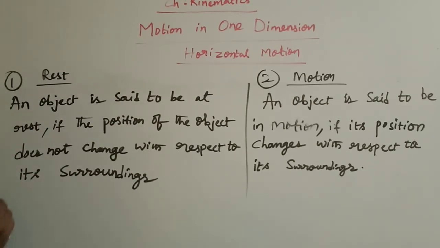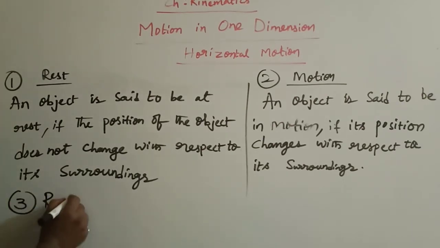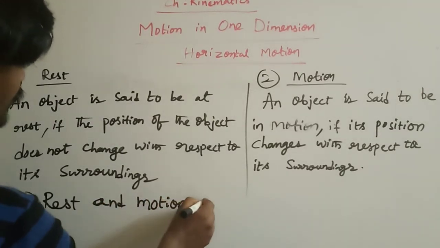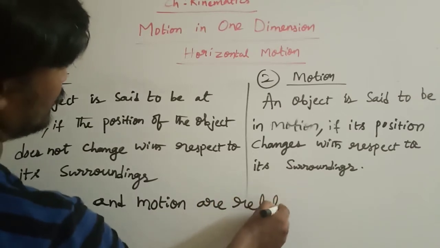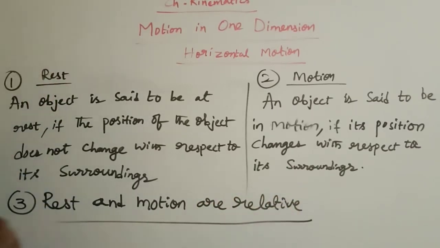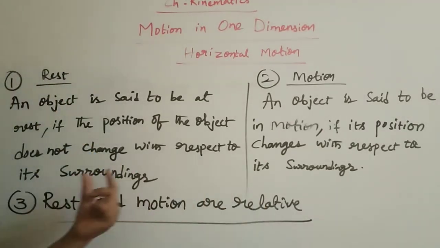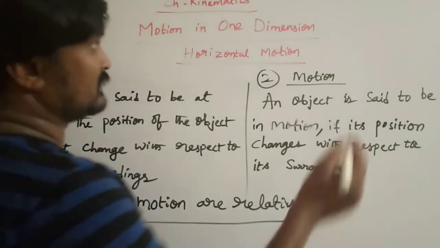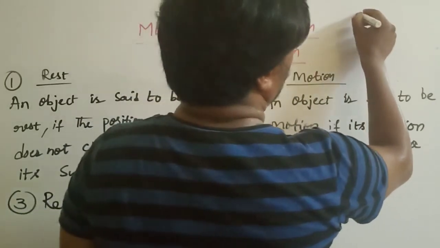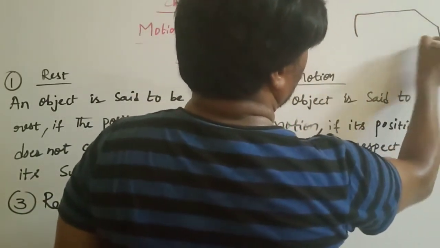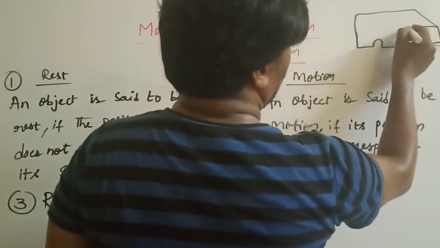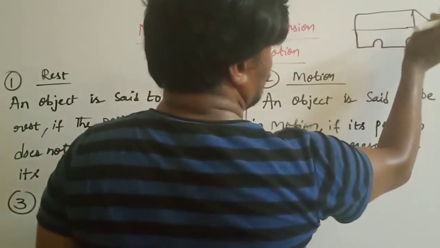One more point you have to remember: rest and motion are relative. What is the meaning of that? How, sir, is it possible that rest and motion are relative? For example, there is a bus. I love to share more about the bus. Think this is a bus or van, whatever you feel you can think.